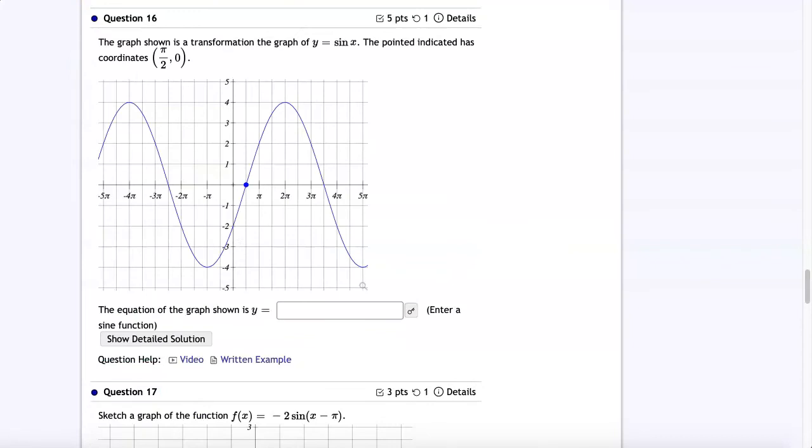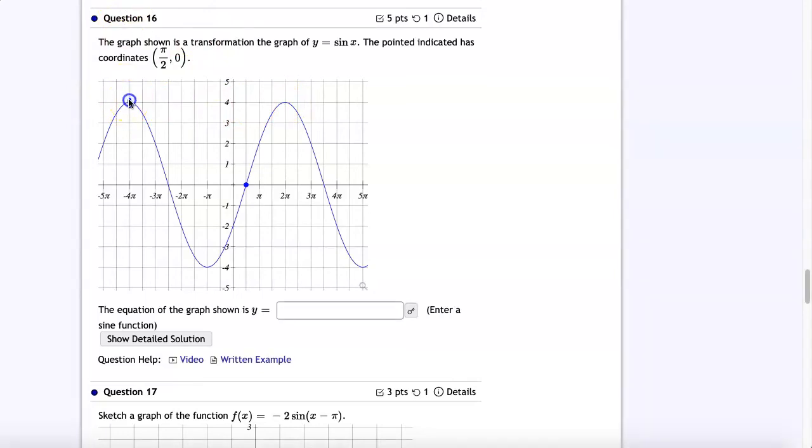In this next problem, we need to figure out how to write the equation of this sine graph. I have the point here, pi halves, 0, which means that my sine graph has shifted to the right by pi halves. I can notice that I have an amplitude of 4. The period goes all the way from -4 pi to +2 pi. That's one cycle. That would be a period of 6 pi.